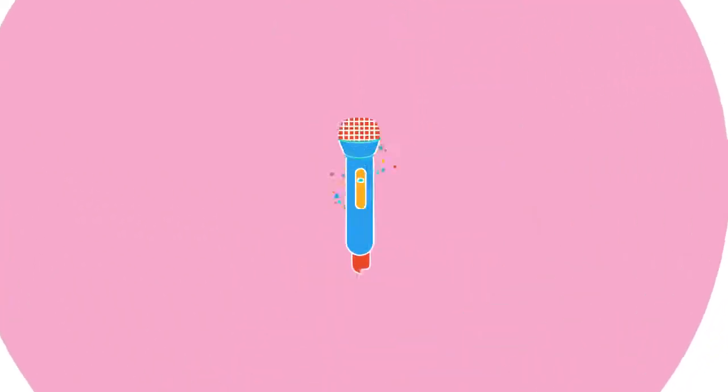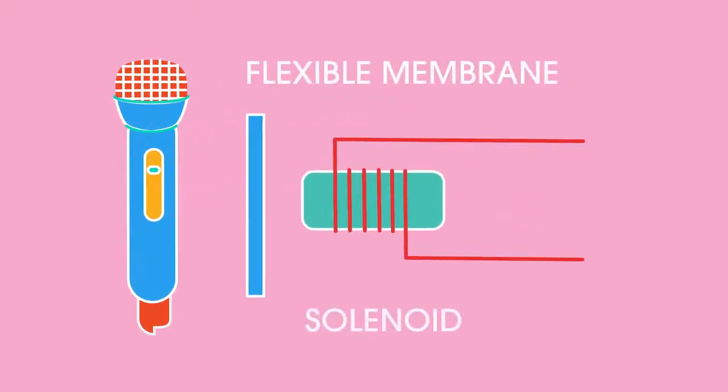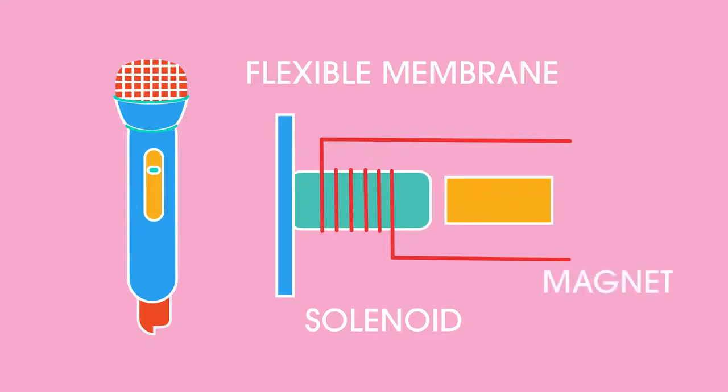Now let's look at a simple microphone. A flexible membrane is attached to a solenoid, which slips over a cylindrical permanent magnet. When assembled, it looks like this. Some of you might be thinking, this looks a bit like a loudspeaker, and you would be correct. An incoming longitudinal sound wave causes the membrane to move backwards and forwards. This moves the solenoid to and fro over the magnet.